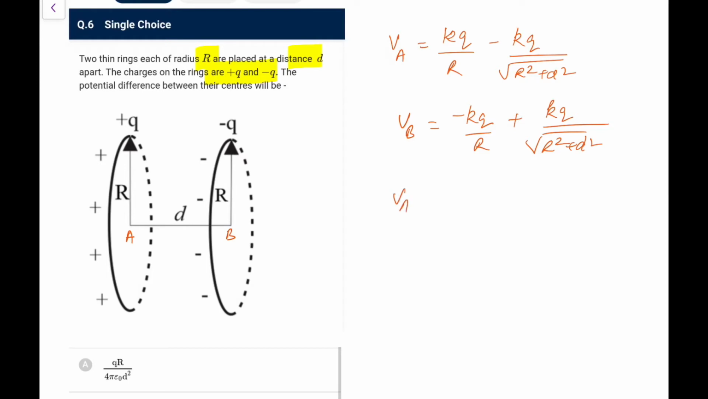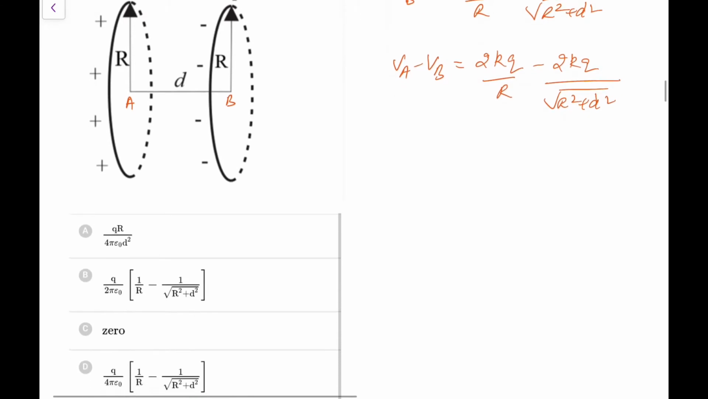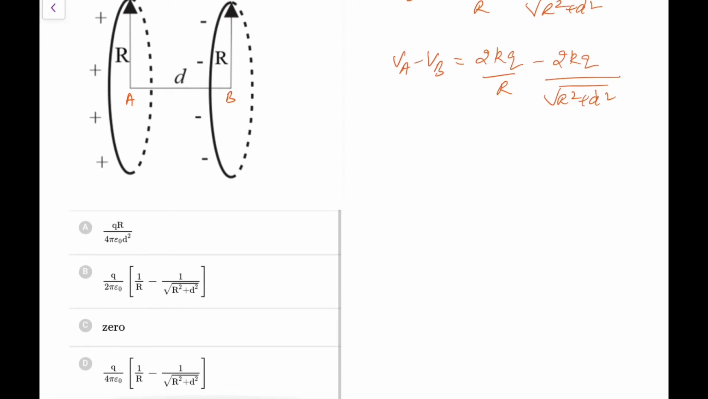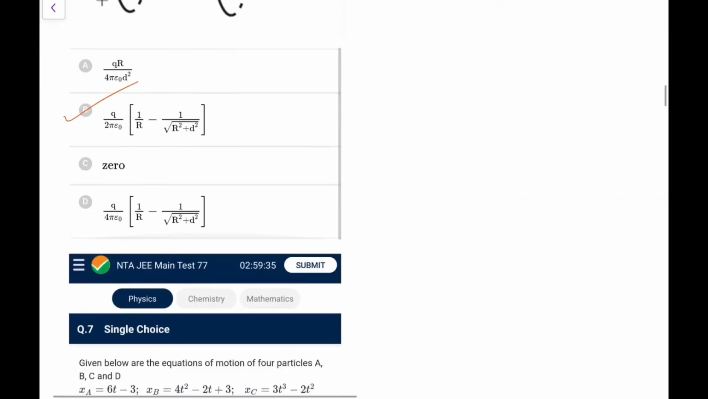So if I do the difference, VA minus VB, it would be 2kq by r minus 2kq upon under root of r square plus d square. Going by the options, k is 1 upon 4 pi epsilon naught, 2k is common, so it would be option B. If you do this, this is option B, that is correct here.